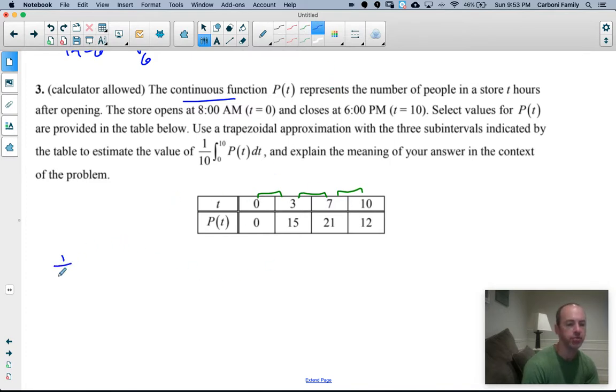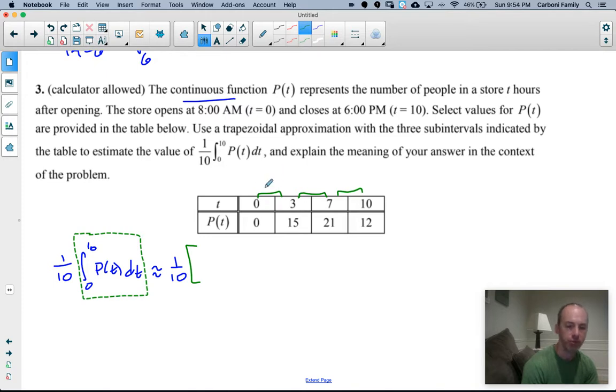So the estimation would be 1/10. Actually, I'm going to write down the interval. 1/10, the integral from 0 to 10 of P of t dt would be approximately 1/10. Now, the trapezoidal approximation only addresses the definite integral, not the 1/10. So make sure you keep that 1/10 out front.